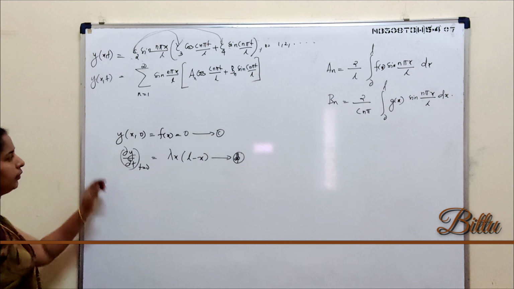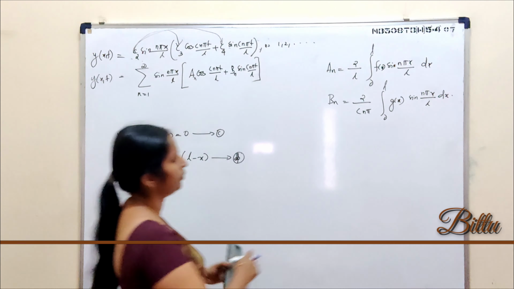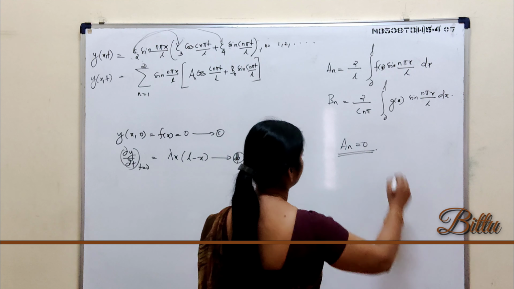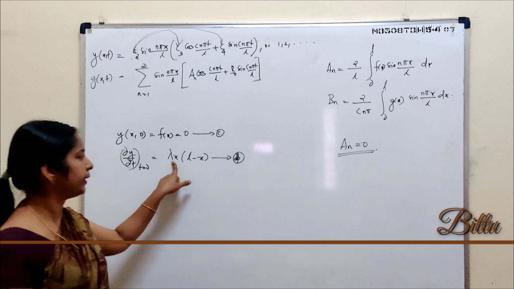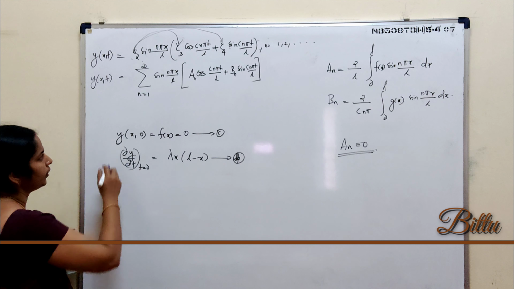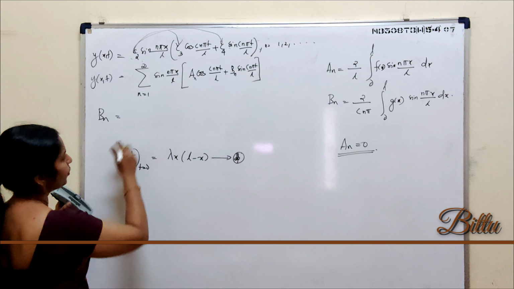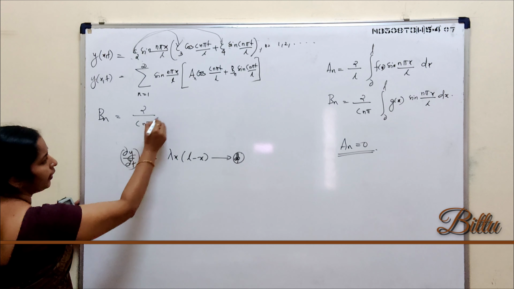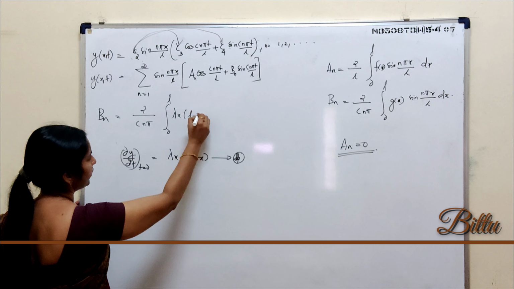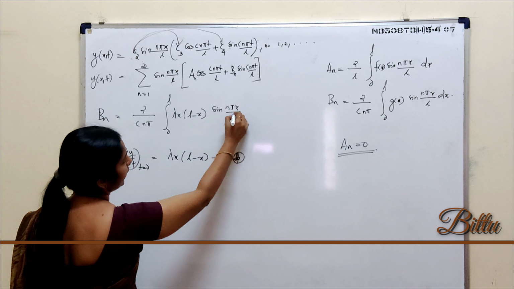You put conditions C and D. Since f of x is 0, we have an equal to 0. Here g of x is this polynomial, so we have to find bn. bn is 2 by c n pi integral 0 to l, g of x is lambda x into l minus x, sin n pi x by l dx.